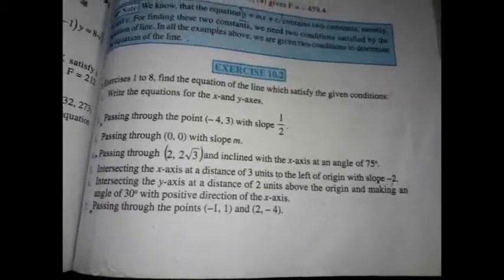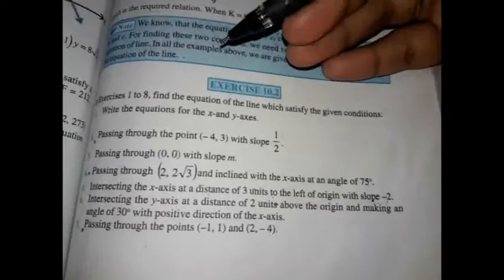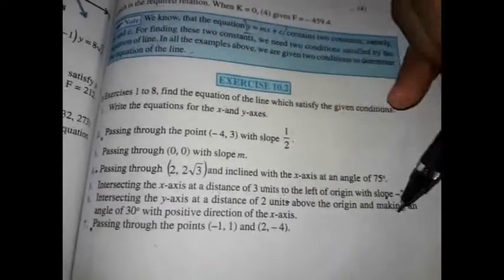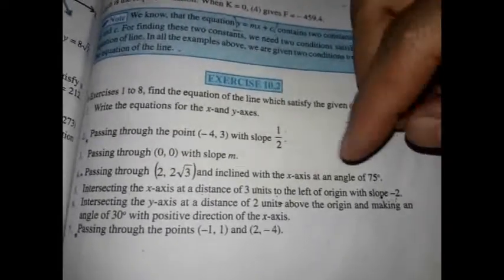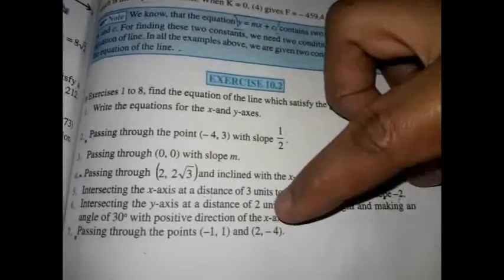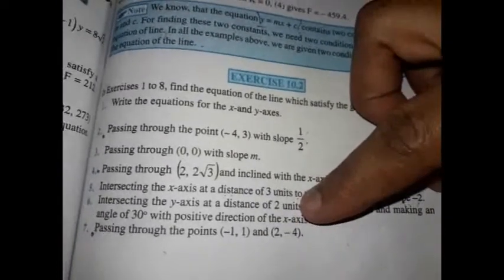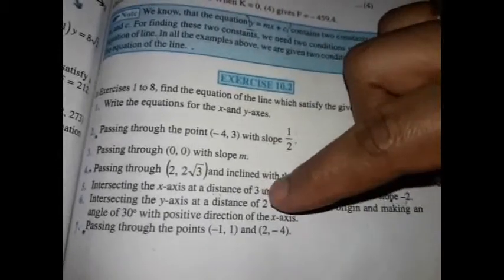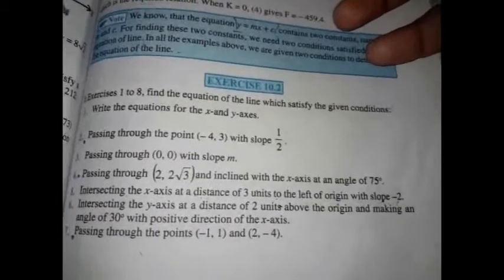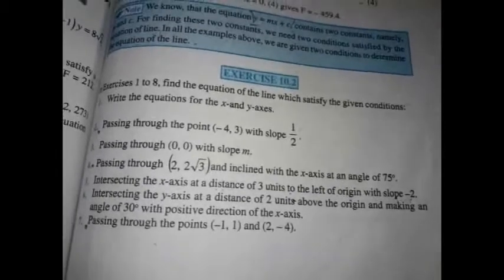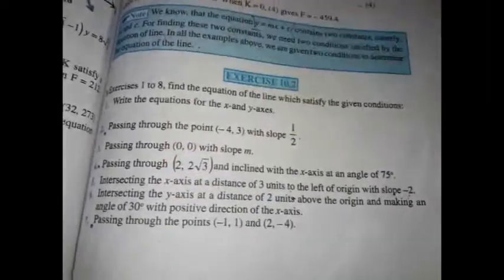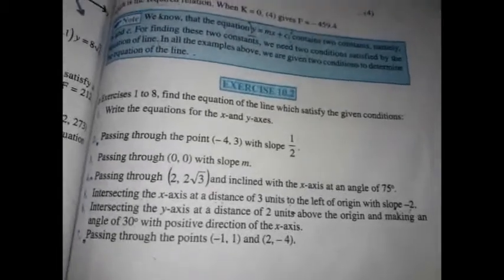Sixth question is also in the same way. Intersecting the y-axis at a distance of 2 units above the origin. 2 units above the origin means plus 2, so y-intercept is 2, and making an angle of 30 degree with the positive direction of the x-axis. They didn't give you the slope directly, instead they have given you the inclination. So tan theta, tan 30 is going to be the slope. When you know the slope and y-intercept, you can go with slope intercept form. y is equal to mx plus c, where c is 2 and m is tan 30. Tan 30 is 1 by root 3.